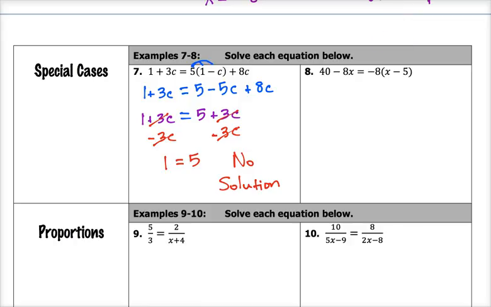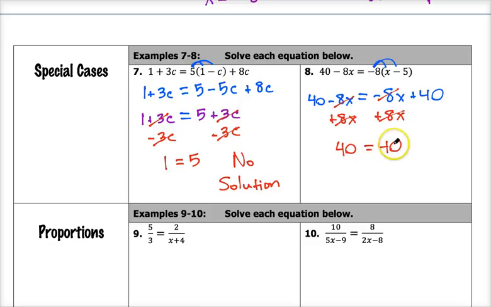For number 8, same process. We'll distribute the negative 8 on the right side to get negative 8x plus 40. I can add 8x on both sides, and that ends up canceling out the negative 8x on both sides. So I get 40 equals 40. This is a true statement, and so true statements, special cases, are known as all reals.